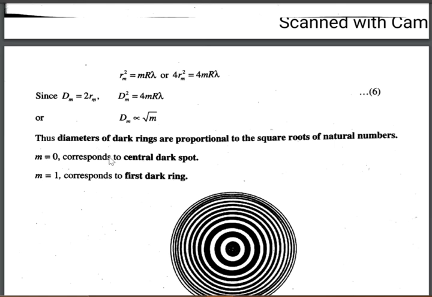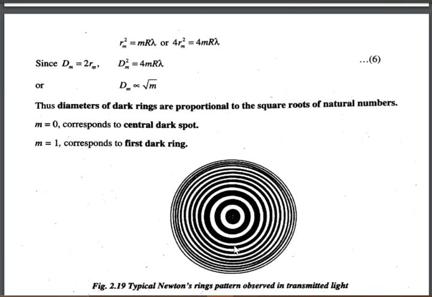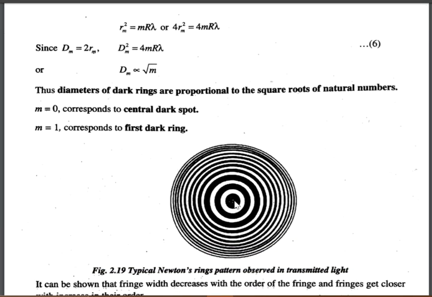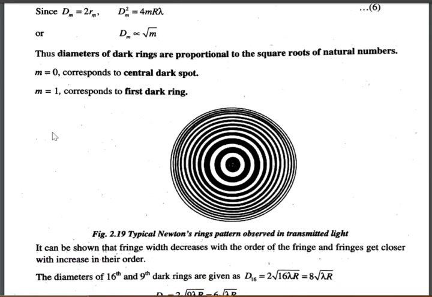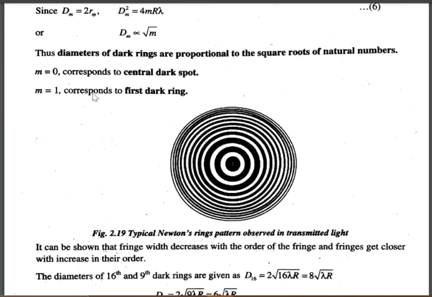For m equal to 0, it corresponds to the central dark spot. That means, as shown in this figure, the central fringe is always dark. So m is 0 for the central fringe, and at the center you will always get a dark spot. And if you put m equal to 1, it corresponds to the first dark ring. This is the first dark ring. This is the central dark, and then first bright, and then first dark, second bright, second dark, and so on.